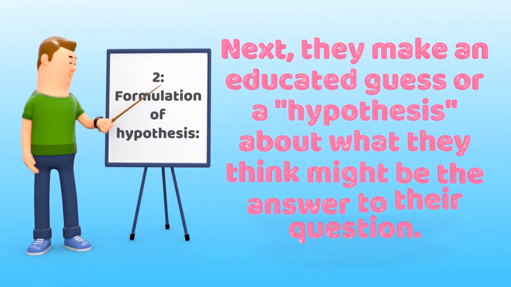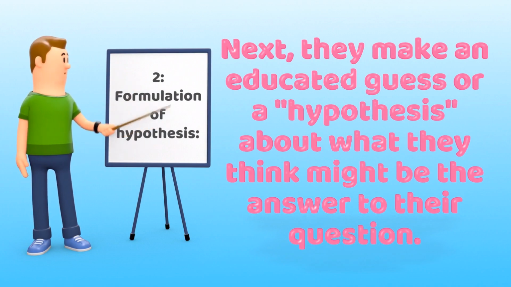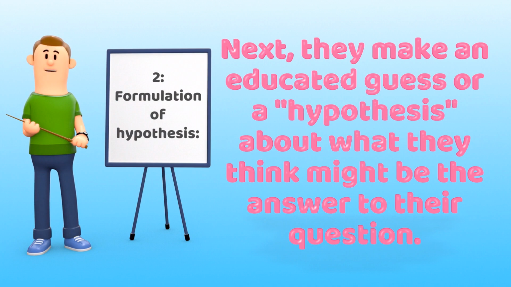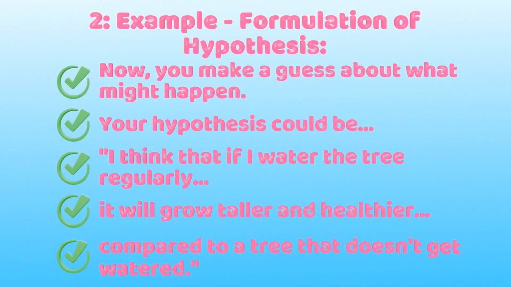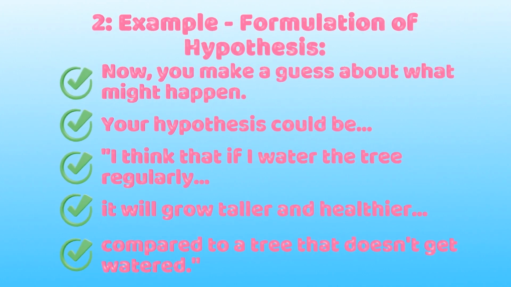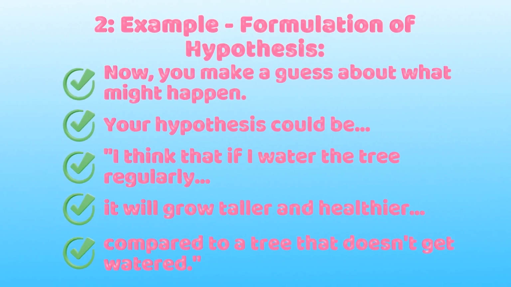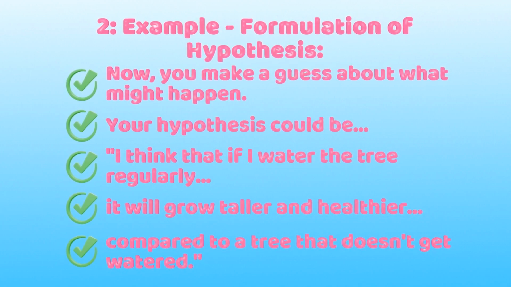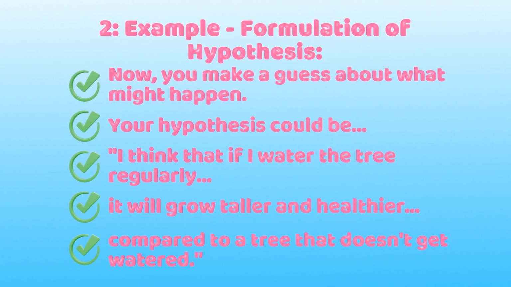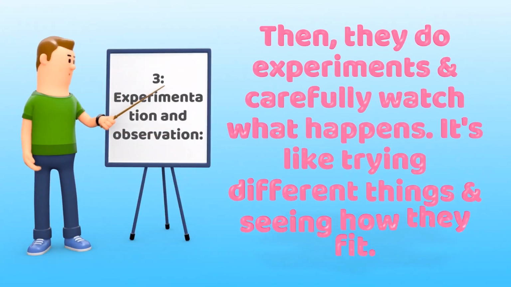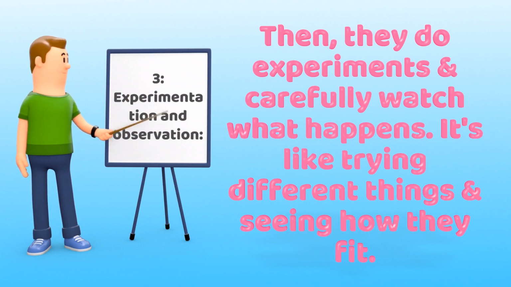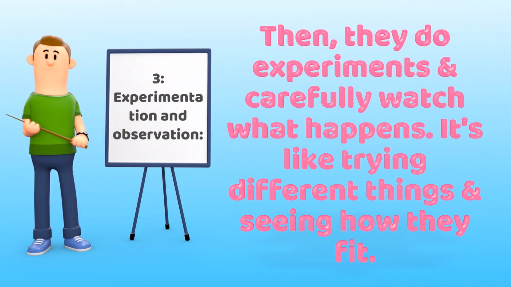Now, this will take us to step 2 of scientific method, which is formulation of hypothesis. Under this step, you make some guesses on what might be the answer to your question. In relation to our problem of growth of the tree, our hypothesis can be as follows. Maybe you might think that watering a tree regularly can make it more healthier than the one which is not watered. After formulating your hypothesis, you will go to the third step, which is experimentation and observation.